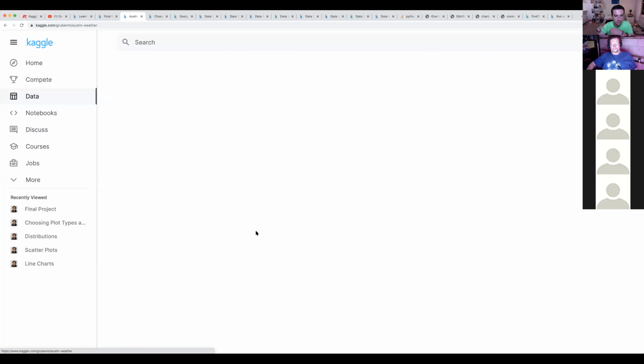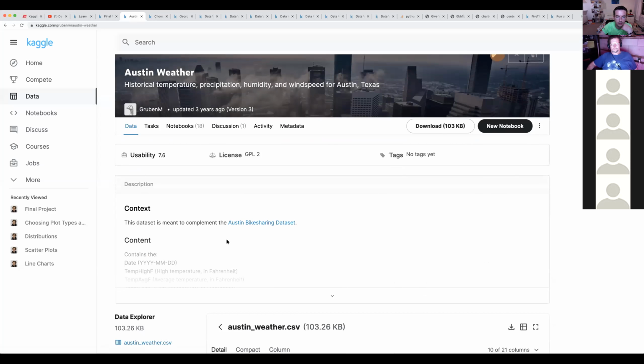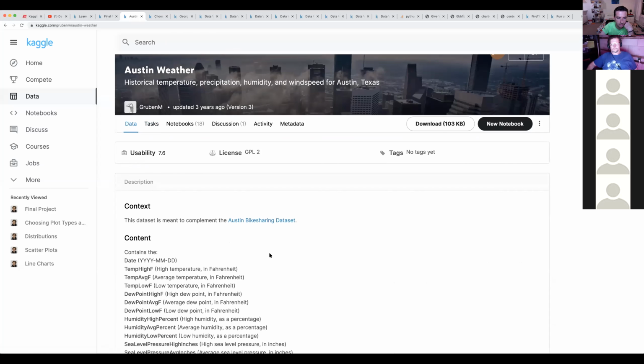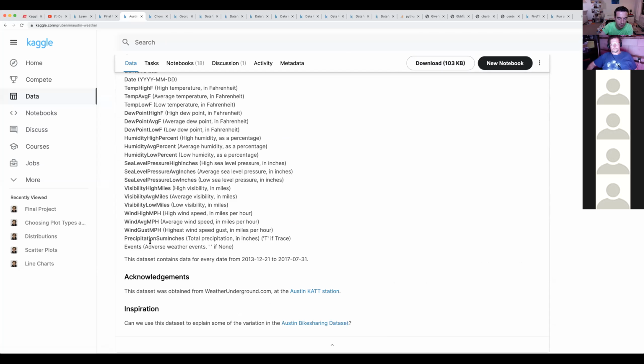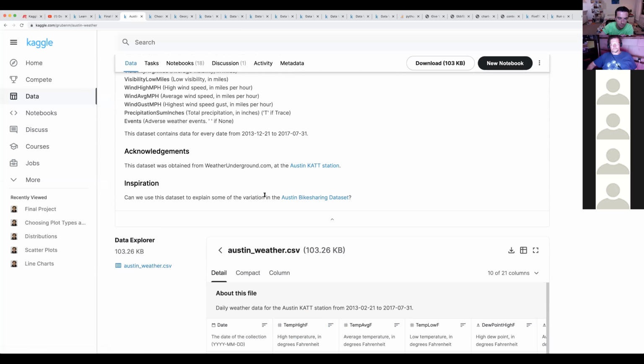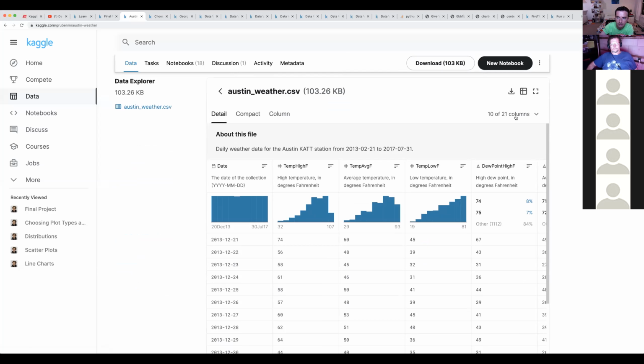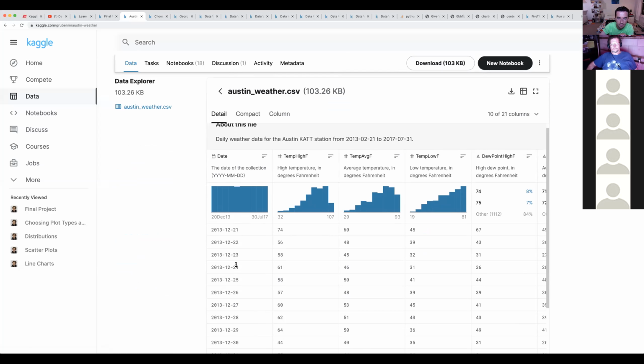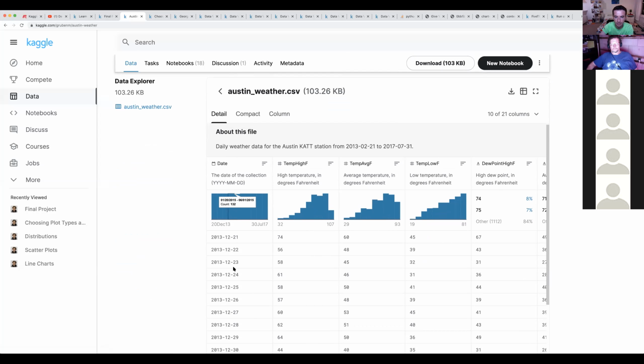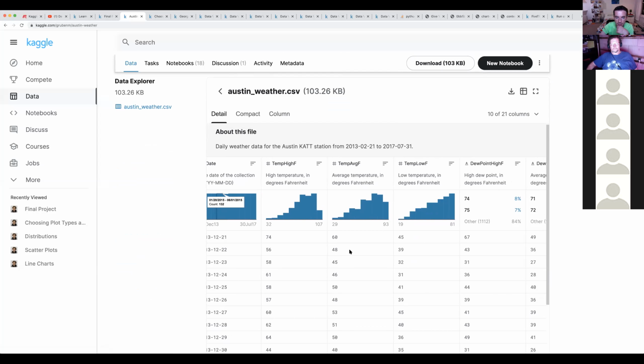So let's say I'm interested in this Austin weather data set. If you click on it, you'll get a description of the features. If it came from a specific source, it'll be acknowledged. Then you'll get a preview. In this case, I'm looking at the 10 out of 21 columns. There's a date column. This probably will be our index in our analysis.